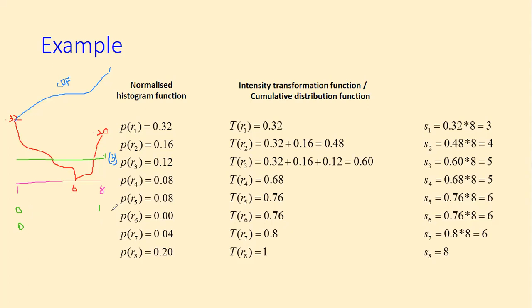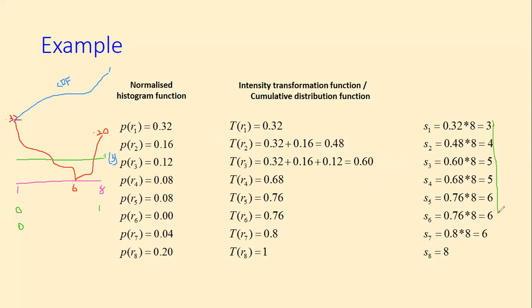To stretch the intensity values, what I'm saying is you multiply the cumulative distribution function with the maximum gray level, and then you can uniformly stretch or increase the contrast by stretching the gray levels. These are the equalized intensity values. Instead of intensity 1, in the equalized image, wherever 1 is there, I will put 3 as the gray level. Wherever 2 is there, I will put 4. Wherever 3 is there, I will put 5, and so on. Wherever 8 is there, I will put 8. So this is the equalized histogram.